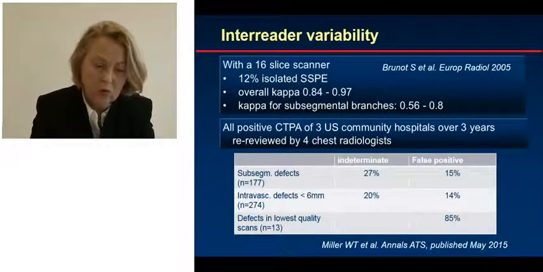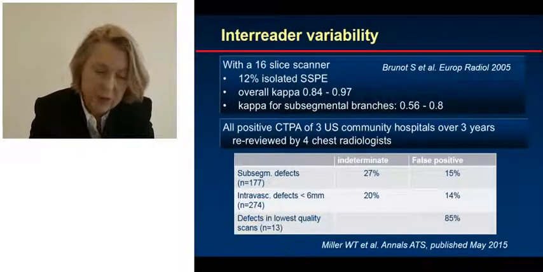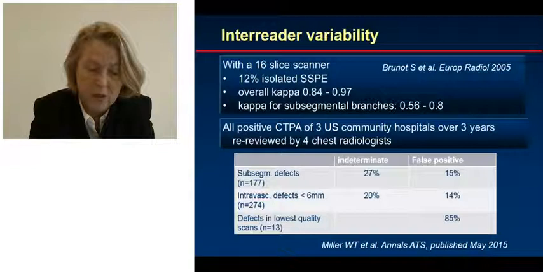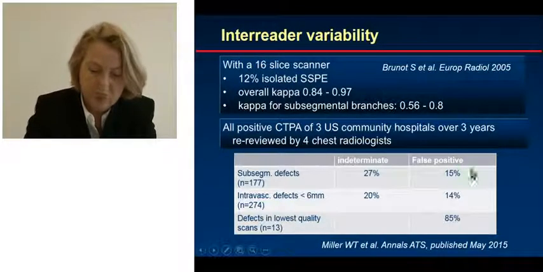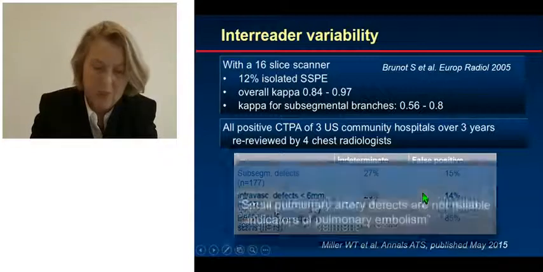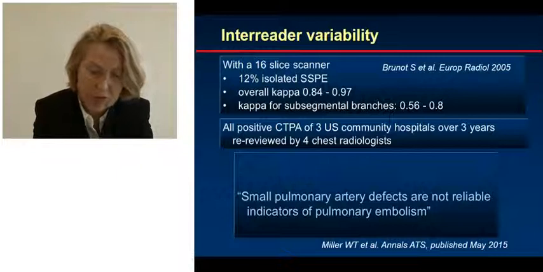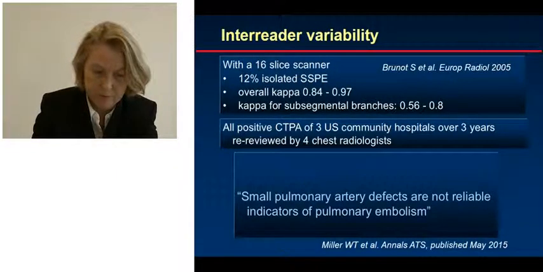They looked at all positive CTPA studies of 3 US community hospitals over 3 years and let them re-review the findings by 4 experienced chest radiologists. And they actually reported that, for example, 15% of the subsegmental defects, 14% of the intravascular defects smaller than 6 millimeter, and even 85% of defects reported in low-quality scans were actually false positive by this expert opinion. And the conclusion was that small pulmonary artery defects are not reliable indicators of pulmonary embolism.